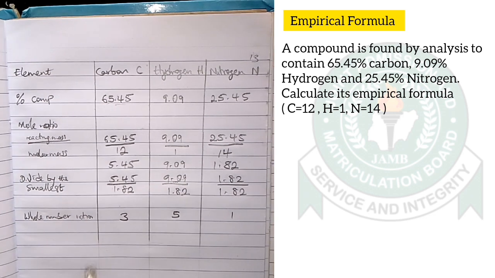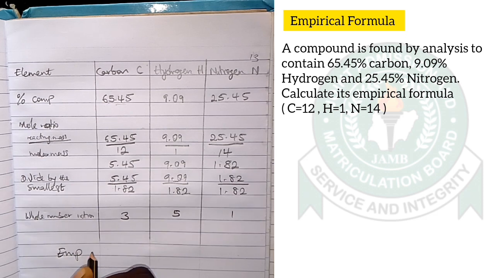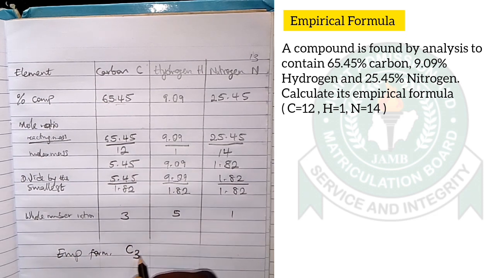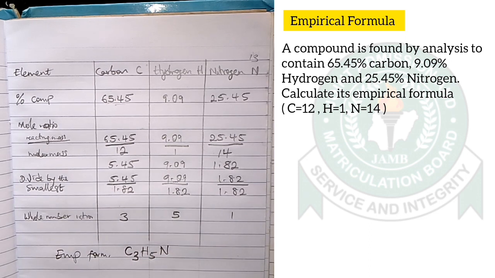So this is a simple whole number ratio. So we are going to write down the empirical formula as C3H5N. Since N is 1, we don't write the 1. So this is the empirical formula.